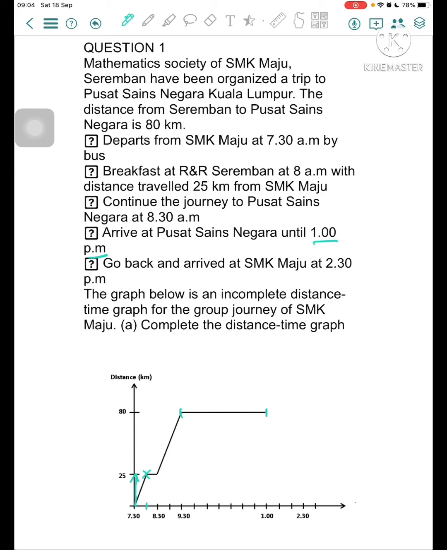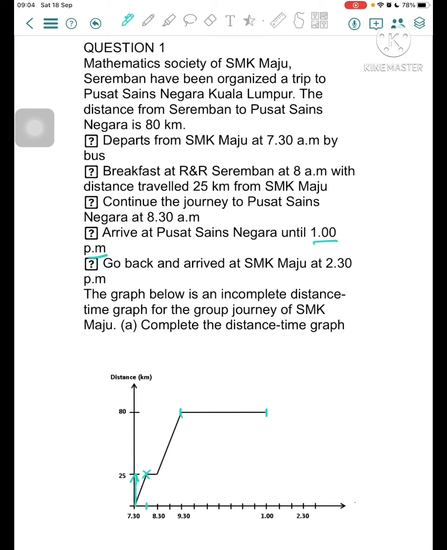Here, back to 2:30. The question: the graph below is an incomplete distance time graph for the group journey of SMK Maju. A, complete the distance time graph. From the points above, each and every one of them has a point on the graph except the last one. Okay, so the last one is go back and arrive at SMK Maju at 2:30 p.m.